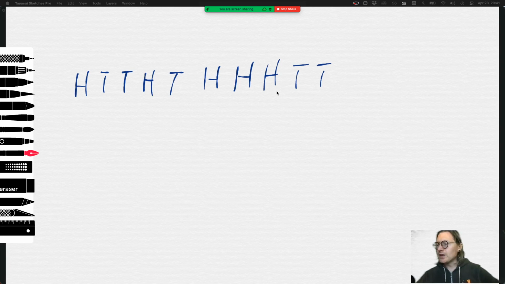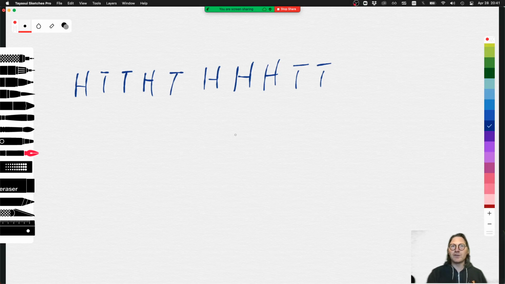And I think that's an important distinction to make. We don't need to construct a sample space in order to find the probability of this at all. We can just multiply, we can say 0.5 to the 10th power, and that's going to give us an answer.